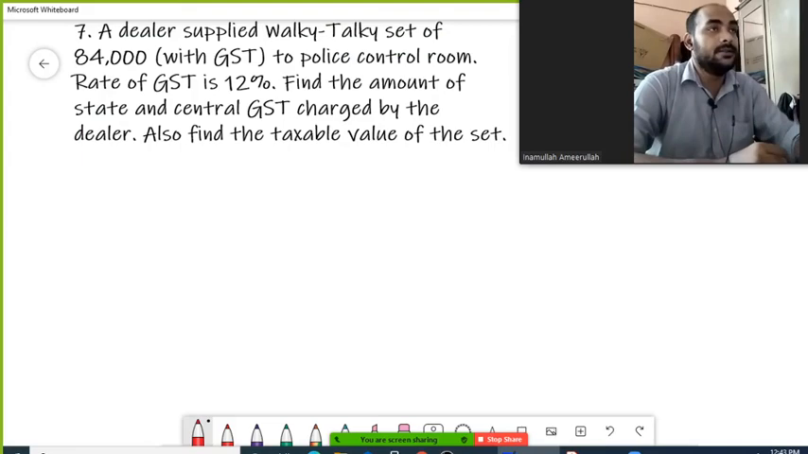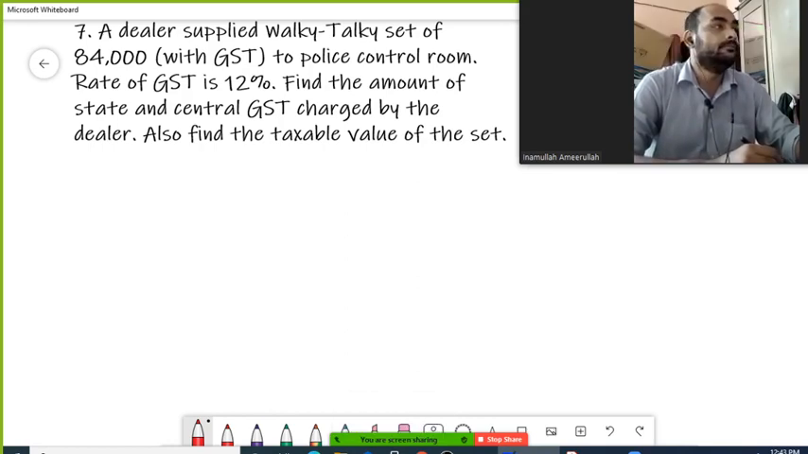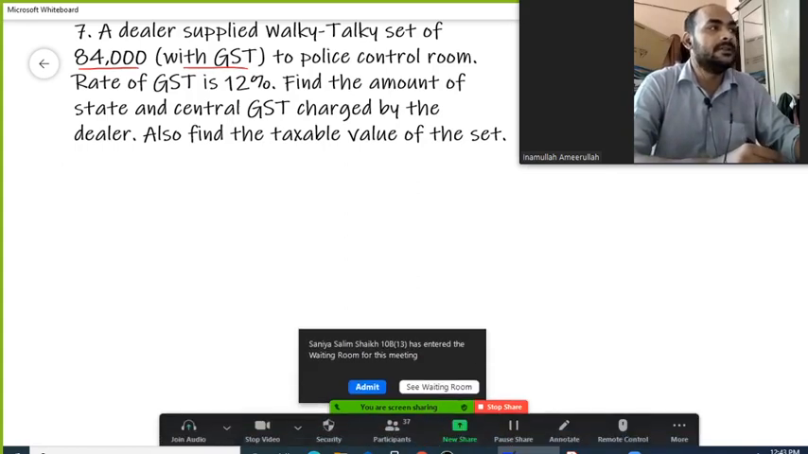This is question number 7 from problem set number 4. A dealer supplies a walkie-talkie set for rupees 84,000 with GST to the police control room. The rate of GST is 12%. Find the amount of state and central GST.